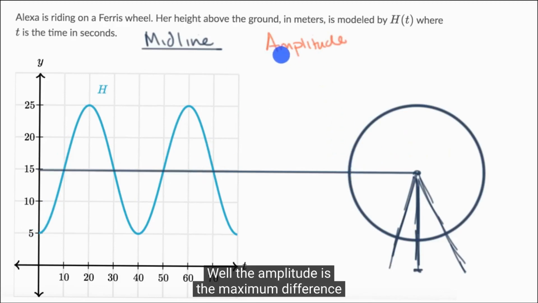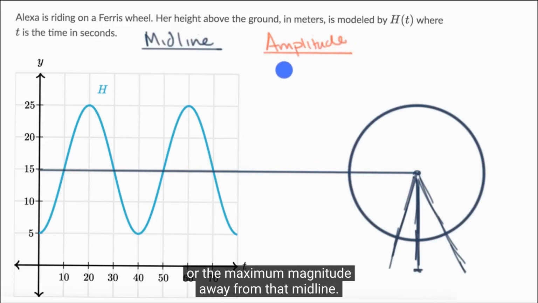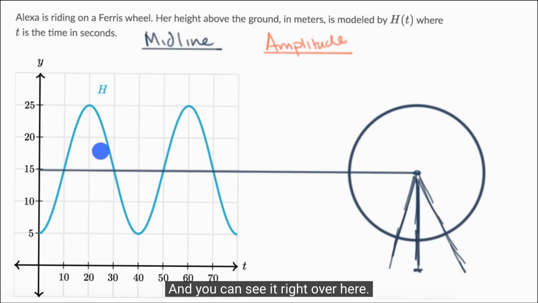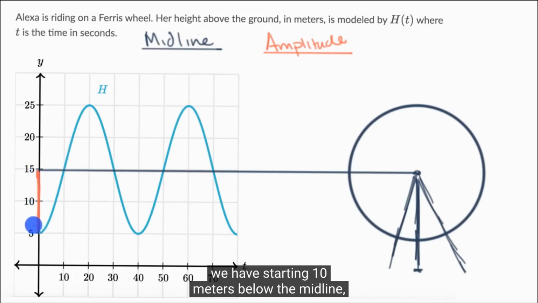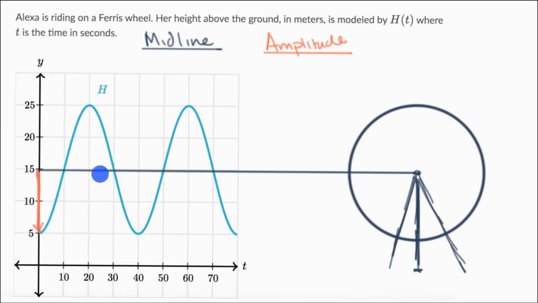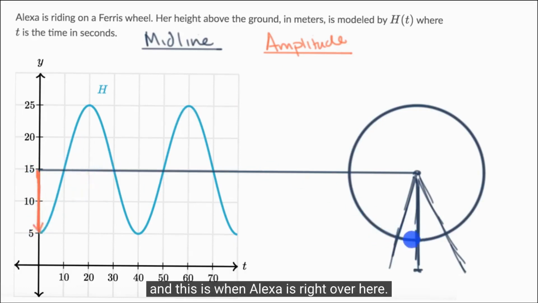Well, the amplitude is the maximum difference, or the maximum magnitude away from that midline. And you can see it right over here at actually right when Alexa starts. We have her starting 10 meters below the midline, 10 meters below the center. And this is when Alexa is right over here. She is 10 meters below the midline.